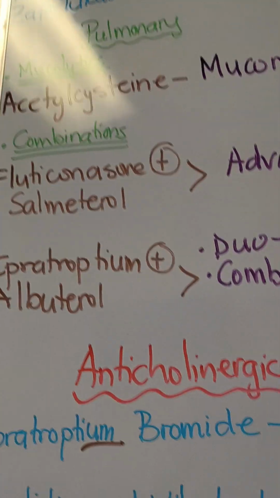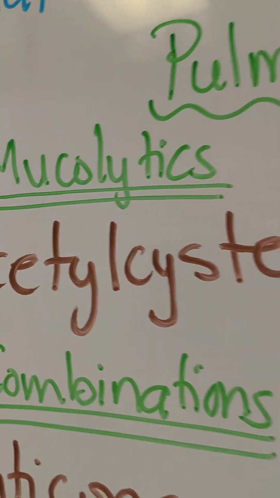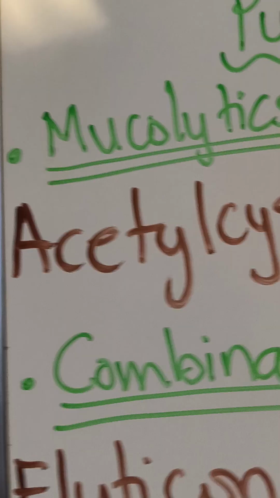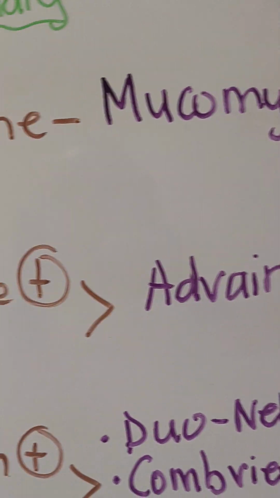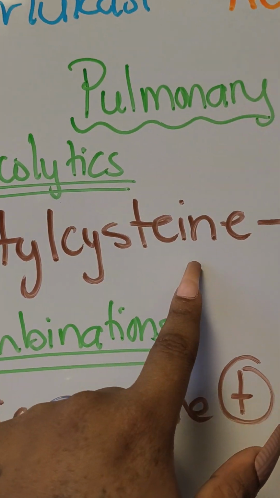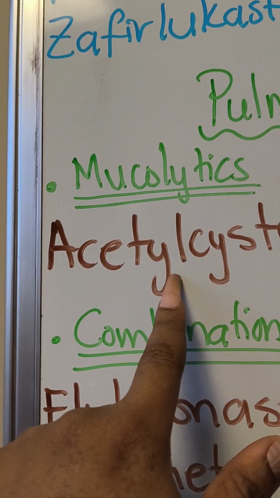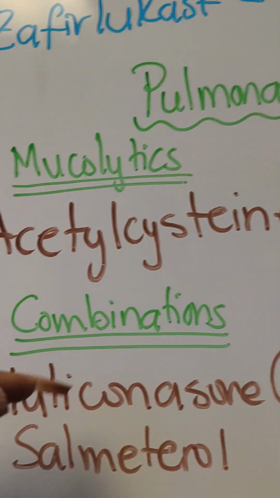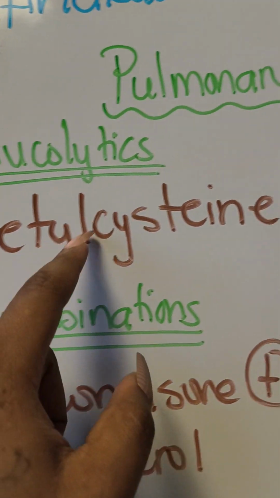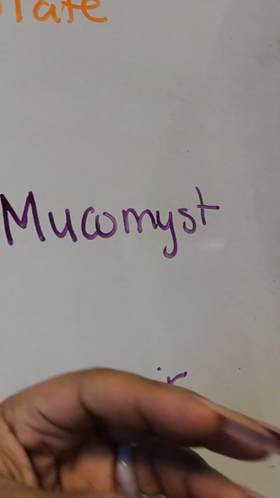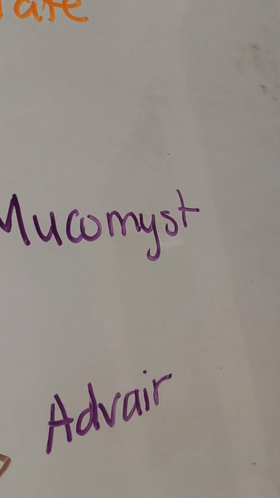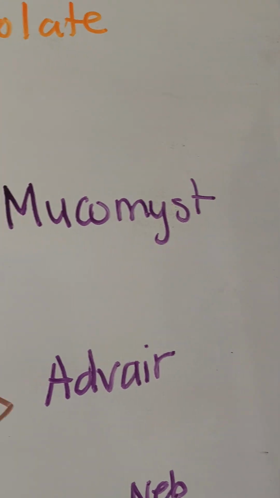Next, we have pulmonary mucolytics, which means that it helps to remove mucus, and pulmonary combinations. We have only one under the mucolytics. The pulmonary mucolytic is acetylcysteine. Say it with me. Acetylcysteine. Good. Acetylcysteine is Mucomyst. It goes directly into your lungs to remove the mucus. Mucomyst, myst has a Y, not an I.